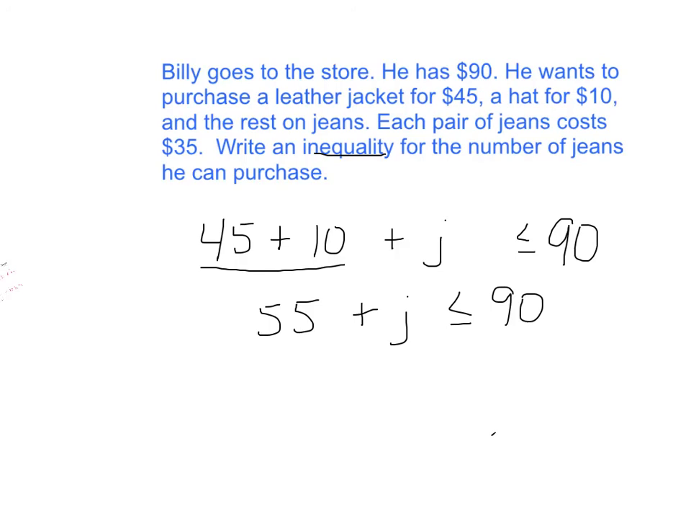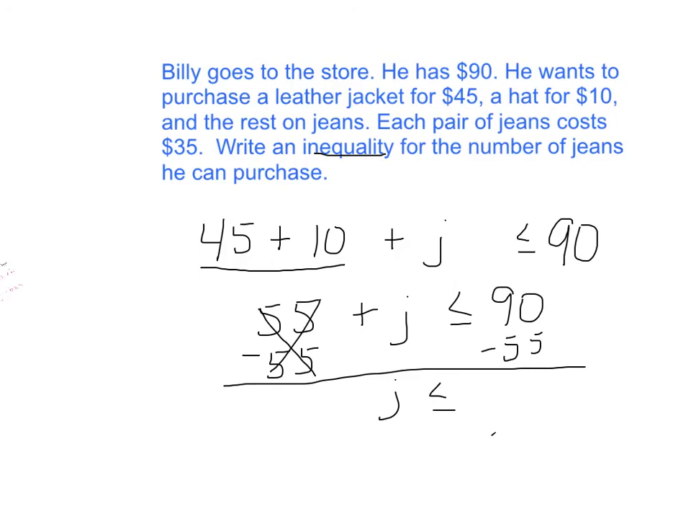So to solve this, I always like to do the opposite of this, which you'll learn a little bit later here when we solve equations on concept 11. But I like to eliminate the 55s then and just be left with J is less than or equal to, in this case, 35. Okay?